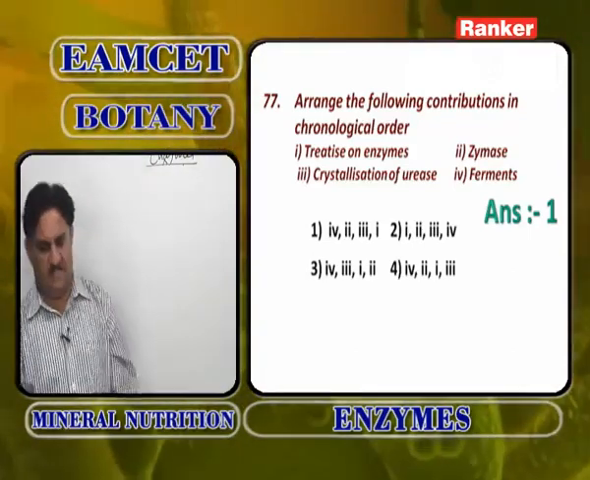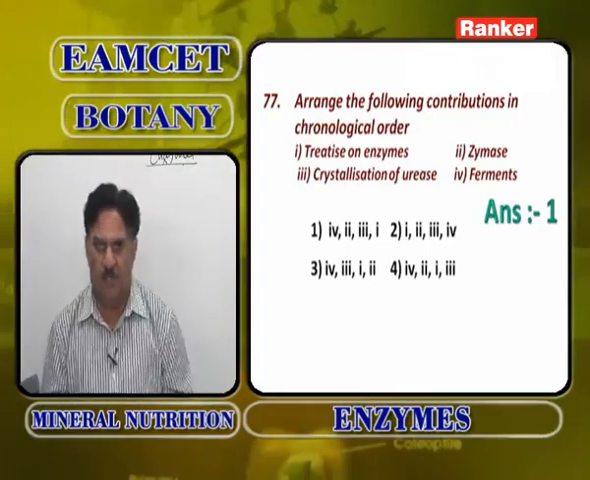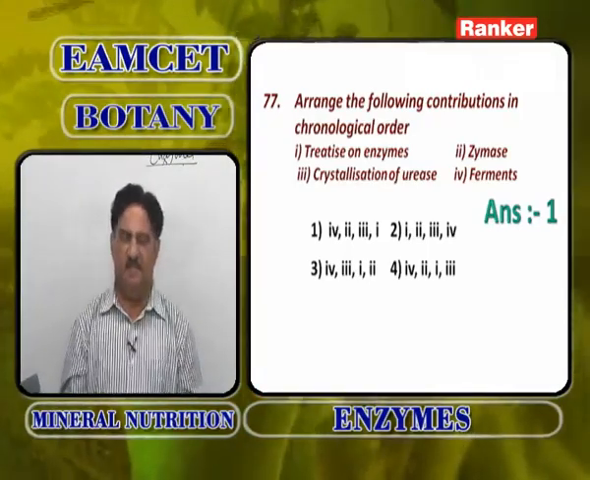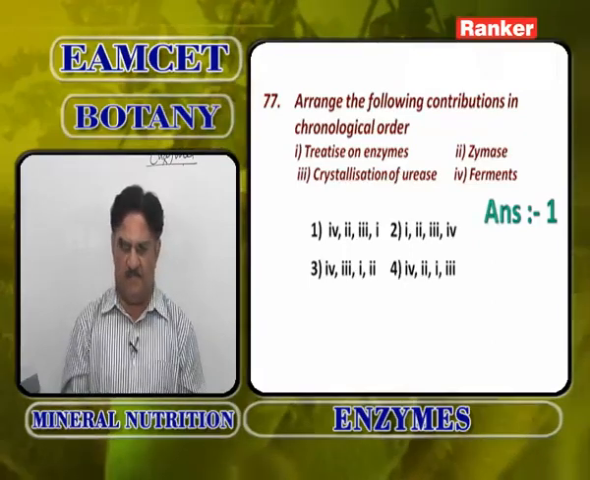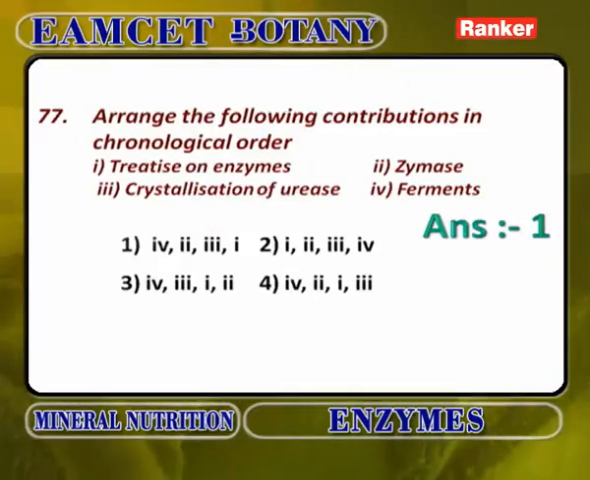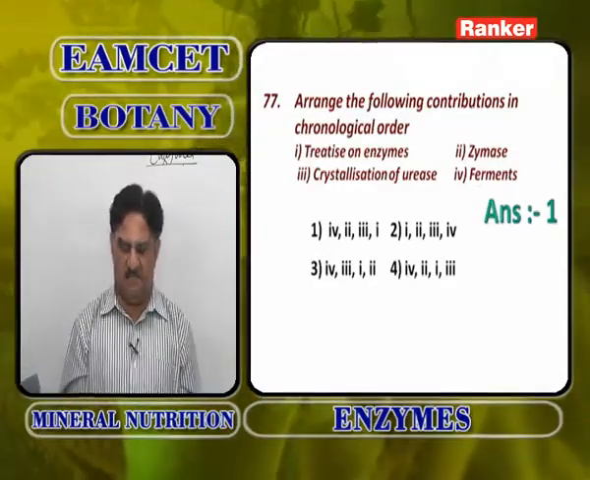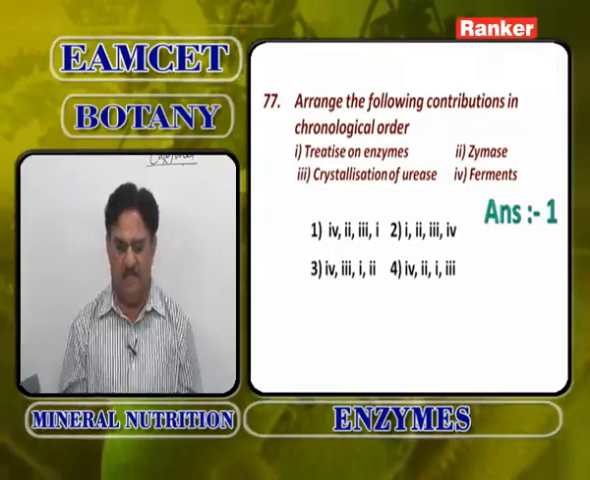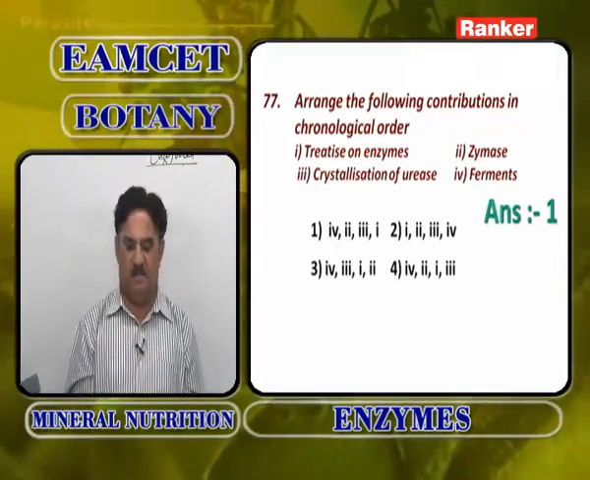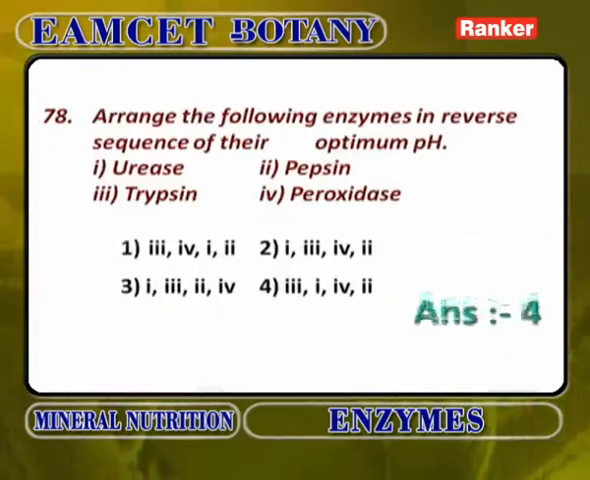Finally, is treatise on enzymes. Treatise on enzymes means a paper published for the International Symposium proving the protein nature of enzymes. It is done by J.B.S. Haldane. So, ferments first by Louis Pasteur, zymase next by Edward Buchner, crystallization of urease by J.B. Sumner, and treatise on enzymes by J.B.S. Haldane. According to the time of the scientists, these are discovered. So, first comes ferments, then zymase, then crystallization of urease, and finally treatise on enzymes. So, option 4, 2, 3, 1.